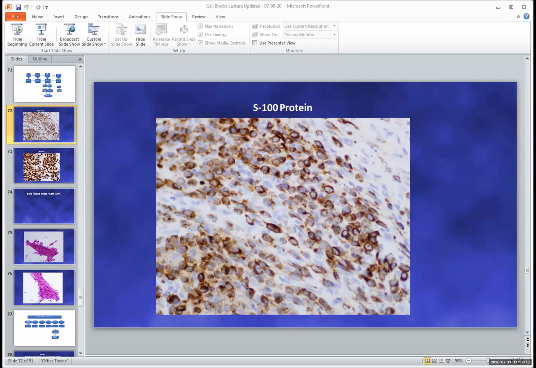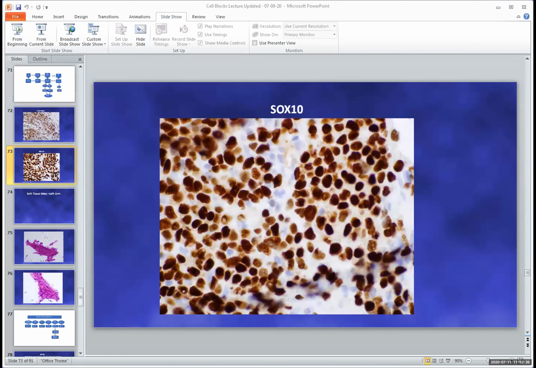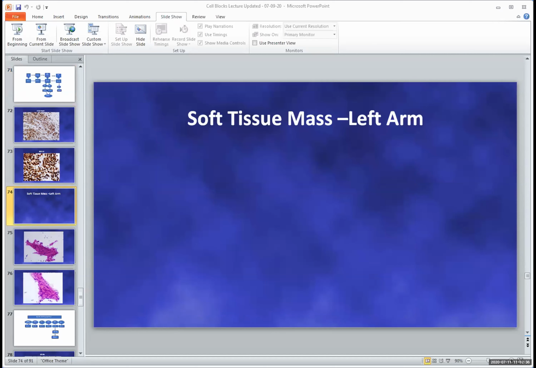Just to show you how the antibodies worked on the cell block material, we can see S100 protein nice and specifically staining in the cytoplasm. SOX staining was purely nuclear, very easy to interpret, and therefore we had two very good stains that led to the diagnosis of malignant melanoma.